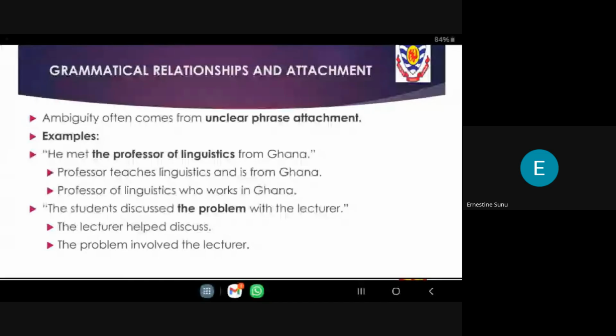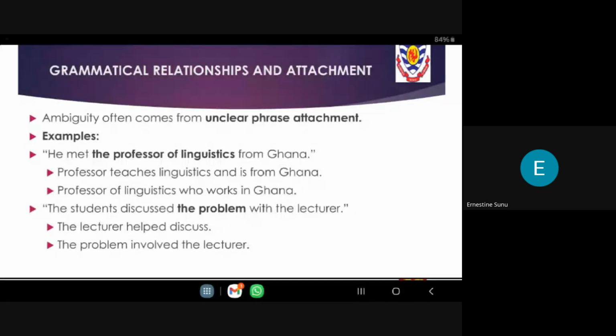Now, grammatical relationships and attachment also create ambiguity. Ambiguity often comes from unclear phrase attachment. For example, he met a professor of linguistics from Ghana. So one meaning is the professor teaches linguistics and he is from Ghana. The second one is the professor of linguistics who works in Ghana has been met by the speaker. So this also has given us a kind of ambiguity.